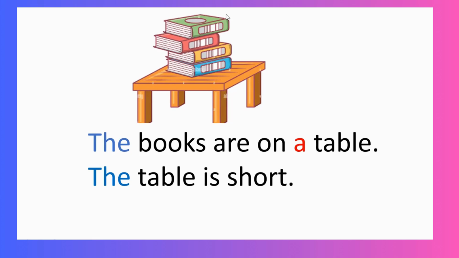Look at how many books are here. How many books? Wow. Did you say 4? Excellent. 4 books. Can we use a book? No, we use are if it is just one. So we say the books are on a table. Now we want to talk about the table. So we say the table is short.